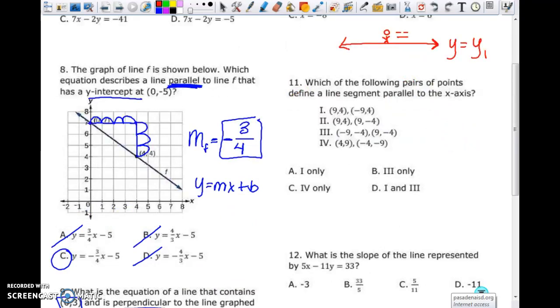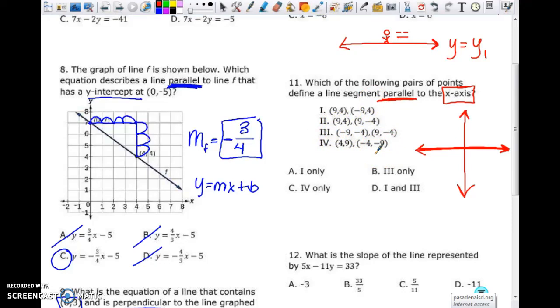All right, so now for number 11, which of the following pairs of points define a line segment parallel to the x-axis? So, guys, which way does the x-axis run? Right? It's my horizontal line, right? So, they want to know, these points, if I plotted them, would it be horizontal? Would it make a line segment, right? What about these points? What about these points? So we can do this a couple of ways.